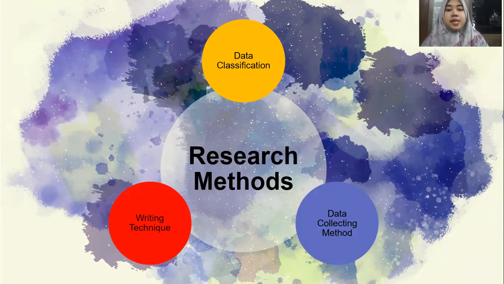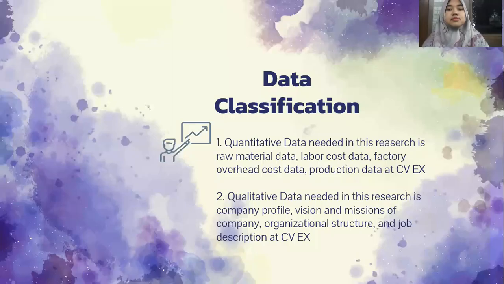Research method. The research method will be divided into three sections. There is data classification, data collecting method, and rating technique. Data classification. Quantitative data is data in the form of numbers. Quantitative data needed in this research is raw material data, labor cost data, factory overhead cost data, and production data at CPX. And qualitative data is data in the form of opinion or judgment. The qualitative data needed in this research is company profile, vision and mission of the company, organizational structure, and job description at CPX.